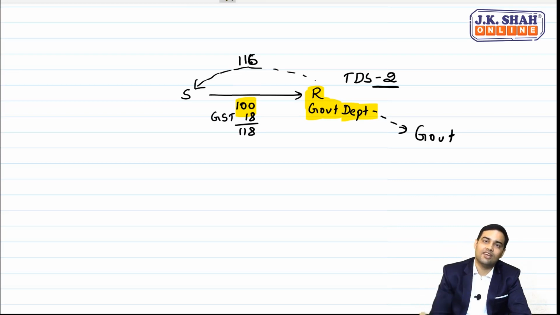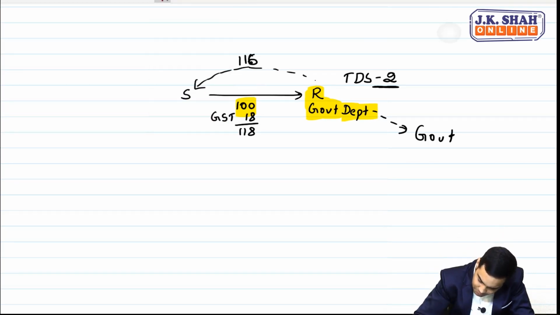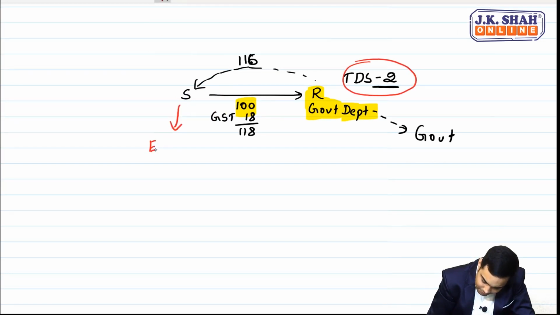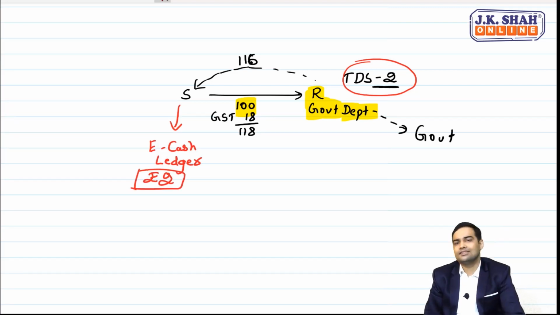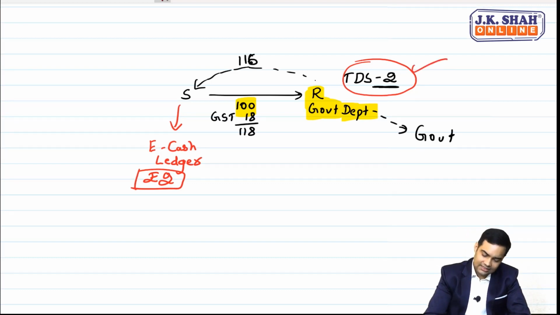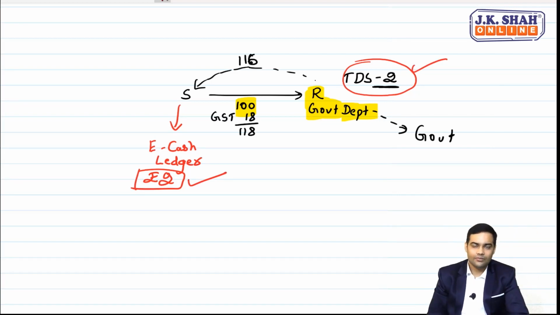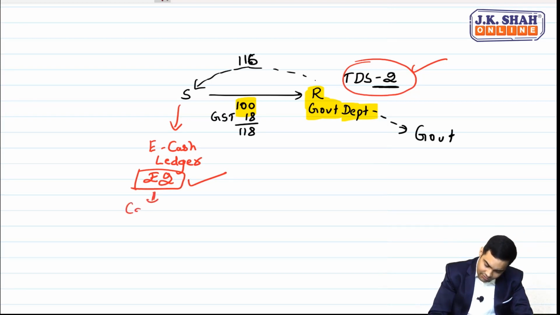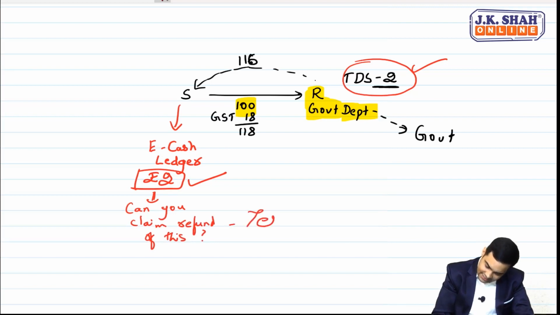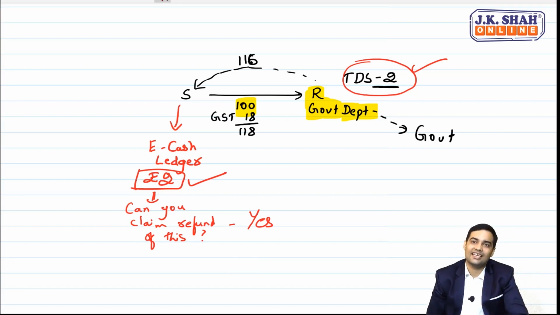Sir, then supplier has received less money, na? Don't worry. This 2 rupees supplier can get it in his e-cash ledger by filing an online form. The moment he files this online form, supplier will get this 2 rupees in his e-cash ledger. Now, money lying in e-cash ledger, you can use it to pay your liability. Yes sir, we can use it. Can you claim refund of this? CBIC has clarified, yes, you can claim a refund of this. Is it, sir? Yes, obviously. Because this is as good as money lying in e-cash ledger.